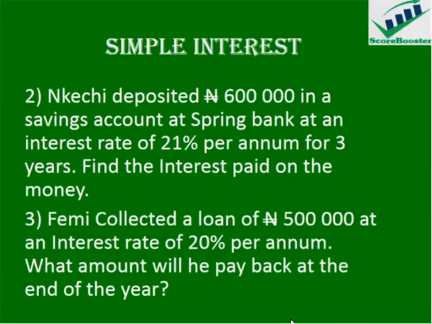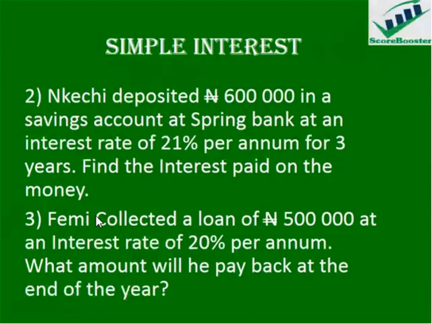The second question says a particular girl named Inkechi deposited 600,000 naira in a savings account. That is, she deposited 600,000 naira in a savings account at Spring Bank. That's the name of the bank, and the interest rate is 21% per annum. She deposited this money for 3 years. What is the interest paid on the money? So the interest on that particular money, we have to obtain it.